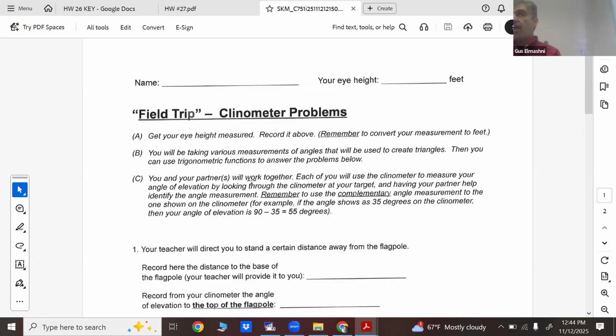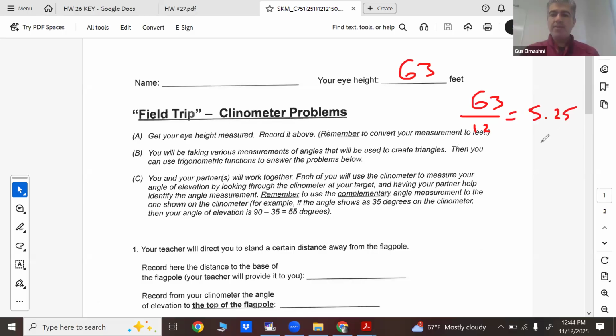So yes, you'll measure your eye height in inches, but then we'll divide it by 12, right? Because how many inches to a foot? 12. So for example, my eye height is 63 inches, right? But if I divide it by 12, I'll get 5.25 feet. So you would want to record that for yourself.